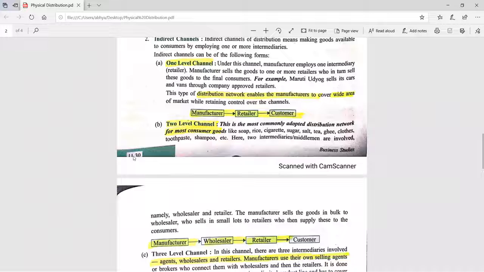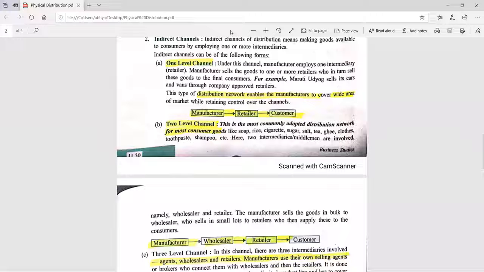Such a channel can be adopted only for expensive products or products which are of technical nature. So I'm telling you here three levels of channels. You have to select one level according to the nature of your product, because all levels cannot be used for each type of product. Like if in your project work you have selected to produce mobile phones, cameras, digital watches, cars, automobiles, fridges, or any other expensive products, in that case you have to select the one level channel. No other option is there.